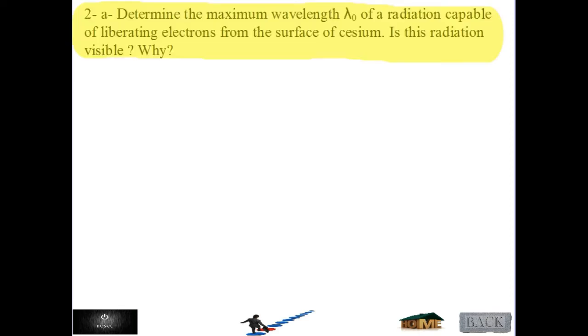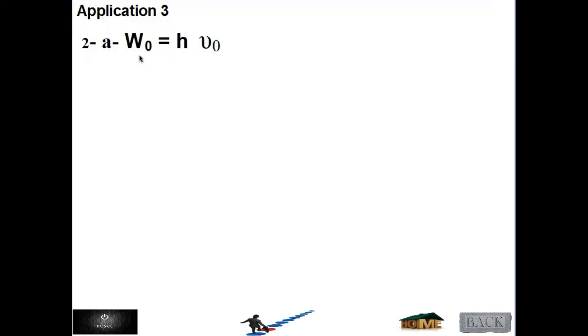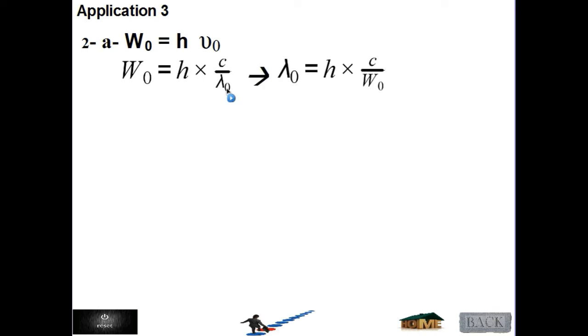Part 2a. Determine the maximum wavelength lambda 0 of a radiation capable of liberating electrons from the surface of cesium. Is this radiation visible? Why? The work function is h nu 0. Nu 0 is the threshold frequency. Instead of it, we can write C over lambda 0, where lambda 0 is the threshold wavelength. And thus lambda 0 equals h times C over W0.